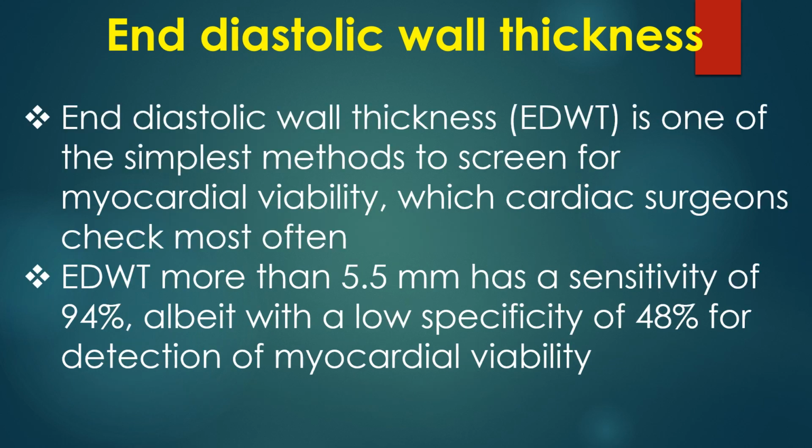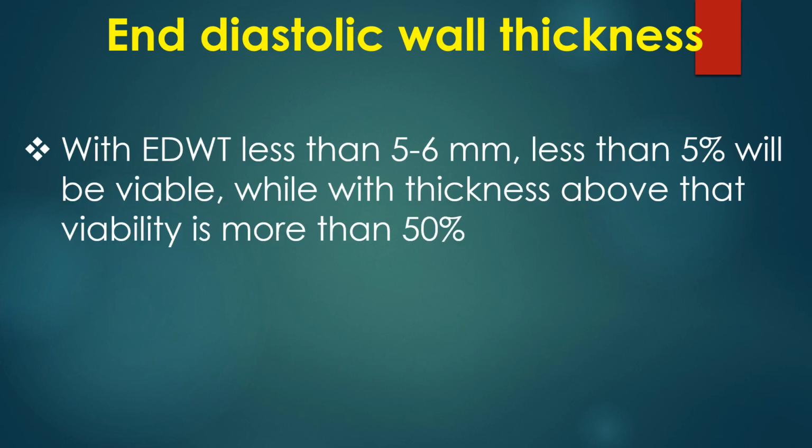Diastolic wall thickness is one of the simplest methods to screen for myocardial viability, which cardiac surgeons check most often. Diastolic wall thickness more than 5.5 mm has a sensitivity of 94%, albeit with a low specificity of 48% for detection of myocardial viability. With end diastolic wall thickness less than 5 to 6 mm, less than 5% will be viable, while with thickness above that, viability is more than 50%.